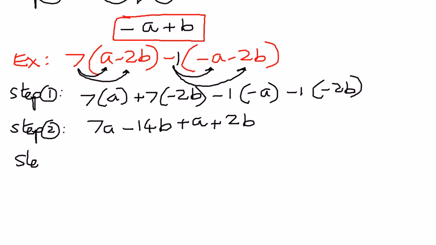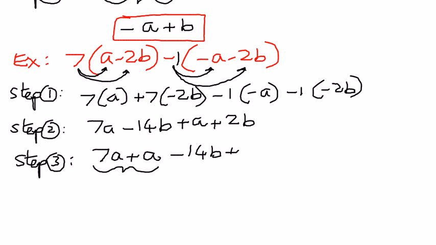Then we'll write down one more step in here, and here we are starting to see that we have some similar looking terms. We will combine those similar looking terms. And what are the similar looking terms? 7a plus a. These are similar terms. And then we have negative 14b plus 2b. These are similar looking terms.